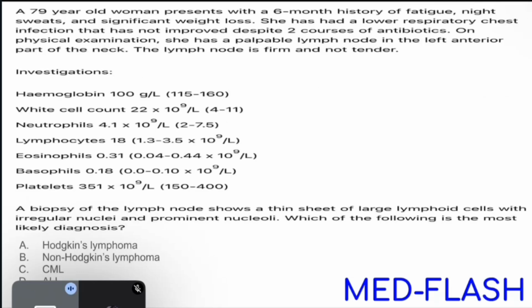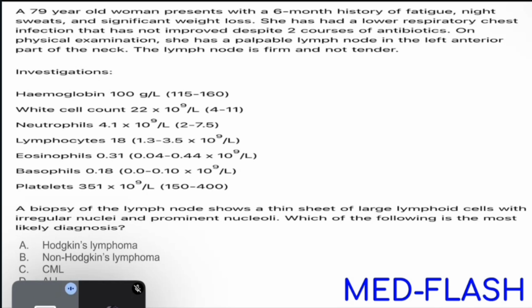Okay, let's see what the question is asking us. A 79-year-old woman presents with a 6-month history of fatigue, night sweats, and significant weight loss. She has a lower respiratory chest infection that has not yet improved despite 2 courses of antibiotics. On physical examination, she has a palpable lymph node in the left anterior part of the neck. The lymph node is firm and non-tender. Investigation shows hemoglobin of 100, which is pointing towards slight anemia. WBC count is 22.